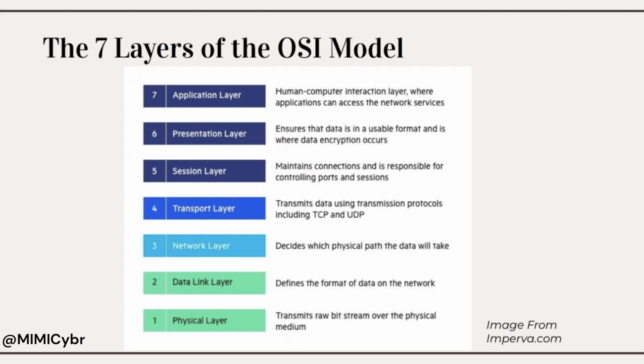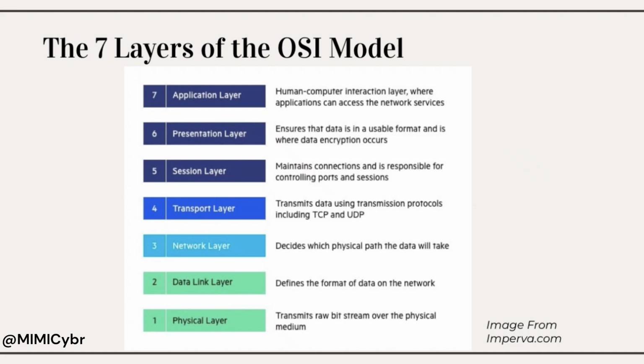The transport layer, which is the 4th layer, provides end-to-end communication between source and destination hosts. The next layer is the 3rd layer, which is the network layer, and it handles the routing of data packets between different networks. The 2nd layer is the data link layer, and this layer is responsible for reliable transmission of data across a physical link. And the last layer, layer 1, is the physical layer, and this layer deals with the physical transmission of data over a communication channel.